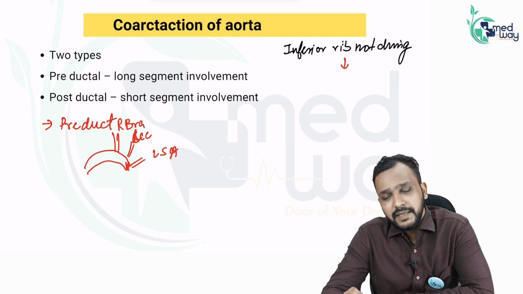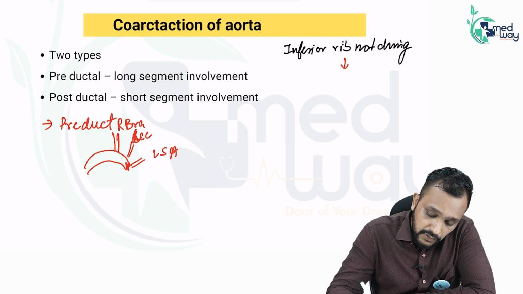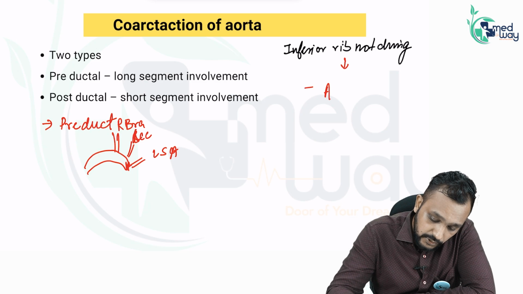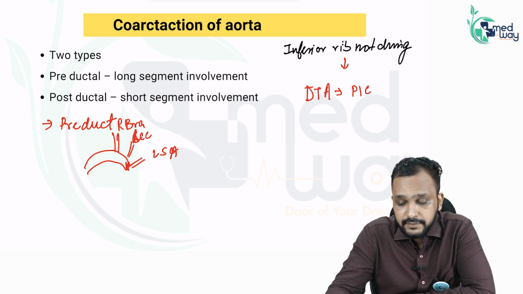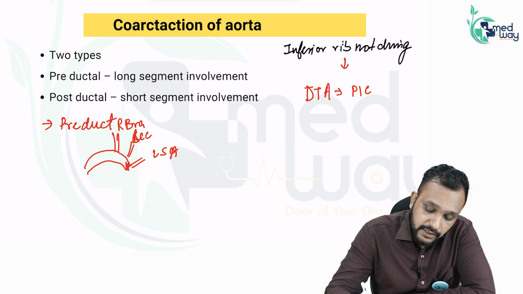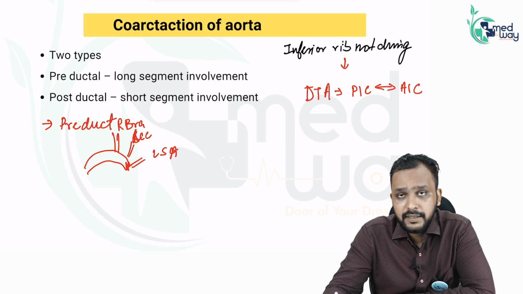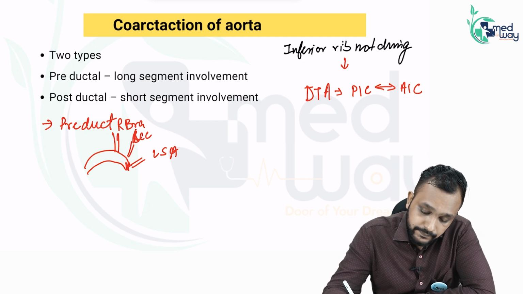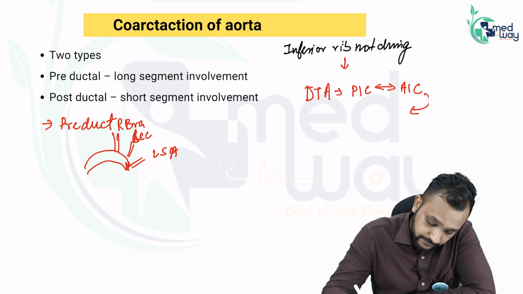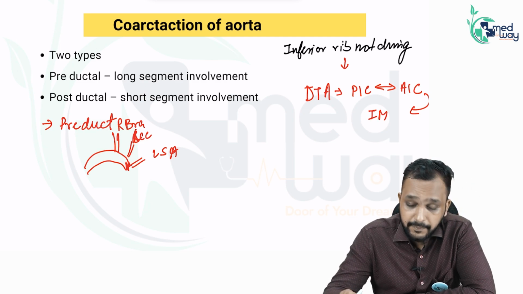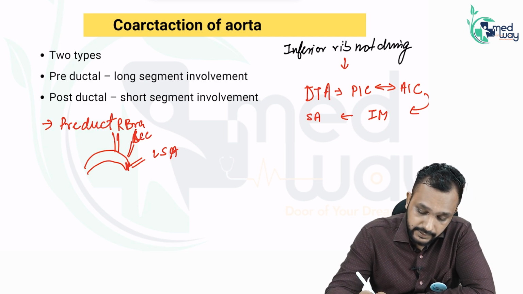Now, how is the body compensating for it? So, let me show you. From the descending thoracic aorta, you have posterior intercostal arteries, right? Posterior intercostal arteries form anastomosis with anterior intercostal arteries. And anterior intercostal arteries are branches of the internal mammary artery, and the internal mammary artery is a branch of the subclavian artery.